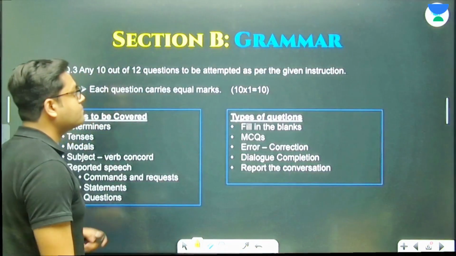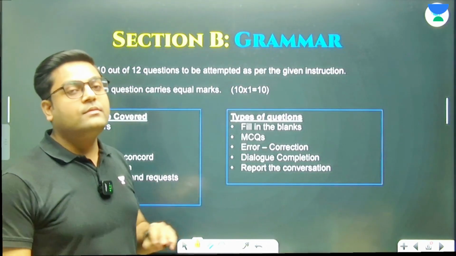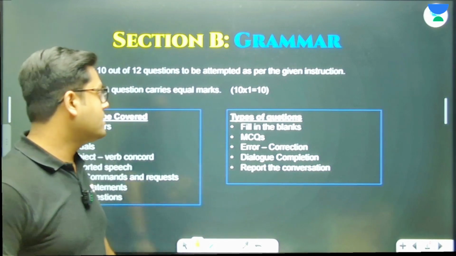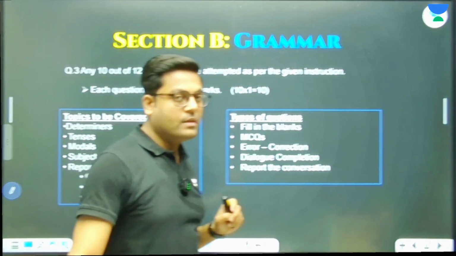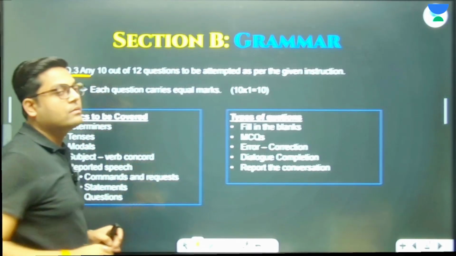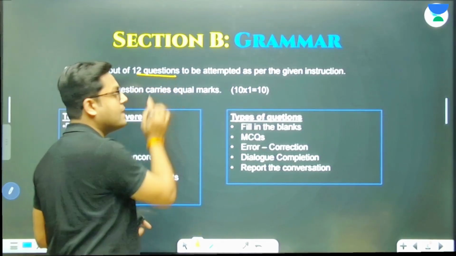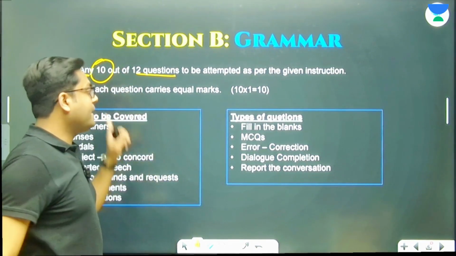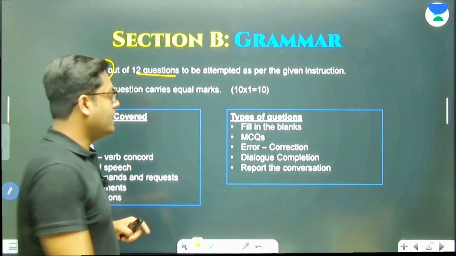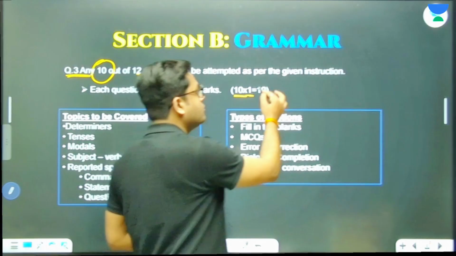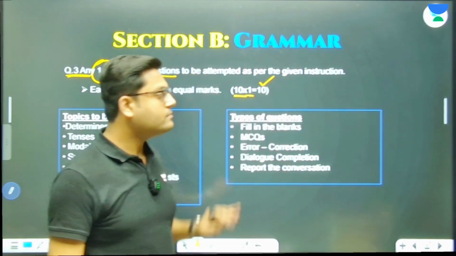All right. Now, let's talk about the next section, Section B, which is the grammar and writing section. Let's begin with the grammar section. As you all know, this question comprises 12 questions, out of which you need to attempt only 10 questions. And each question carries equal marks. That means 1 mark for each question, you're going to get 10 marks.